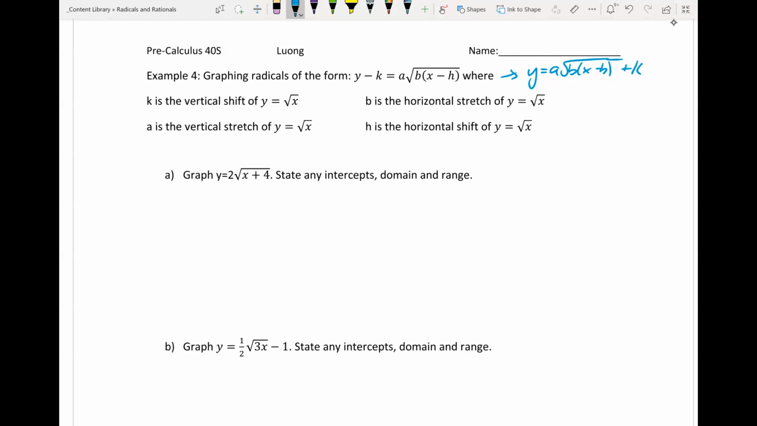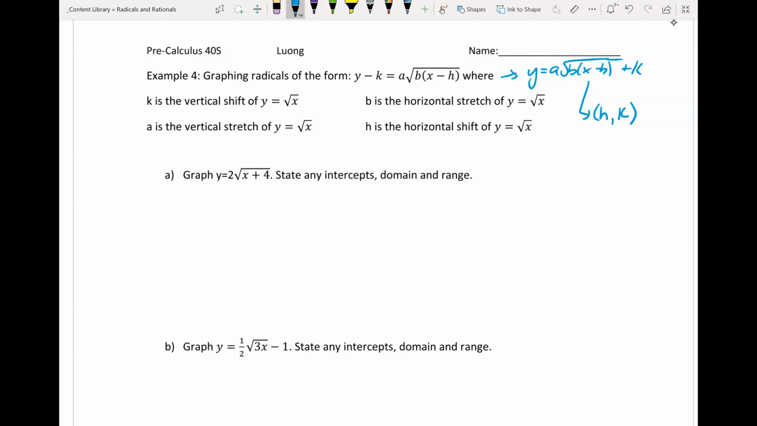You can also determine your starting point of your radical. It's kind of like your vertex in your quadratic, but in this case, because we're dealing with a radical, this would be a starting point. So this can be determined by (h, k). Again, very similar to how you'd find a vertex on your quadratic, and that would be your starting point for your radical.